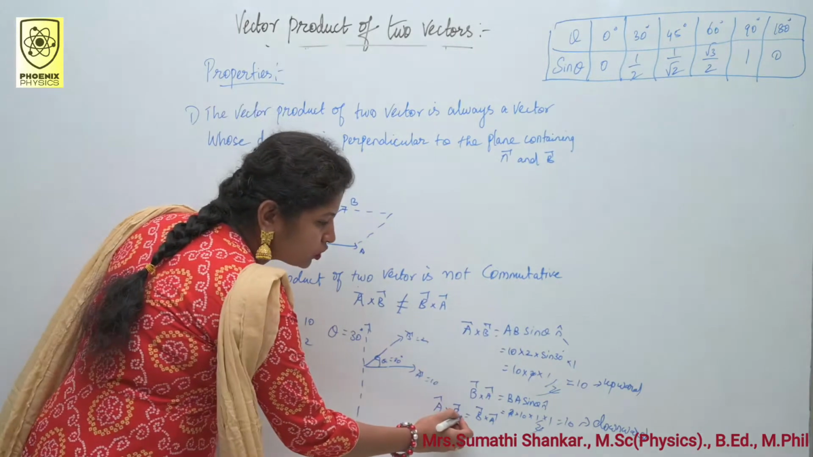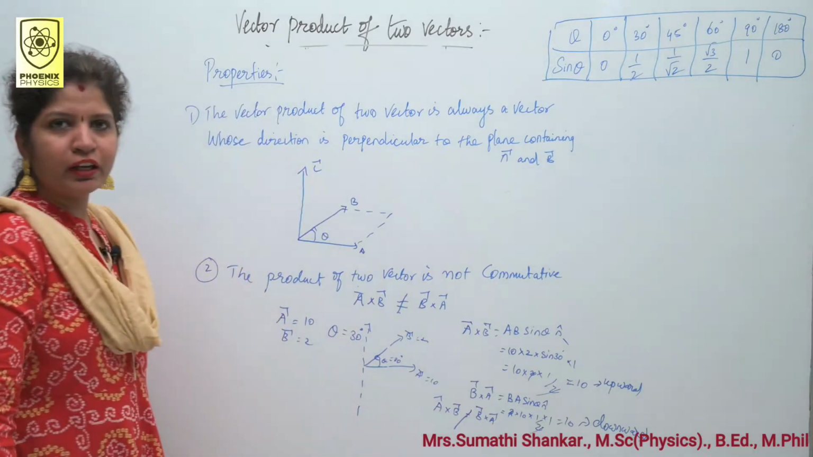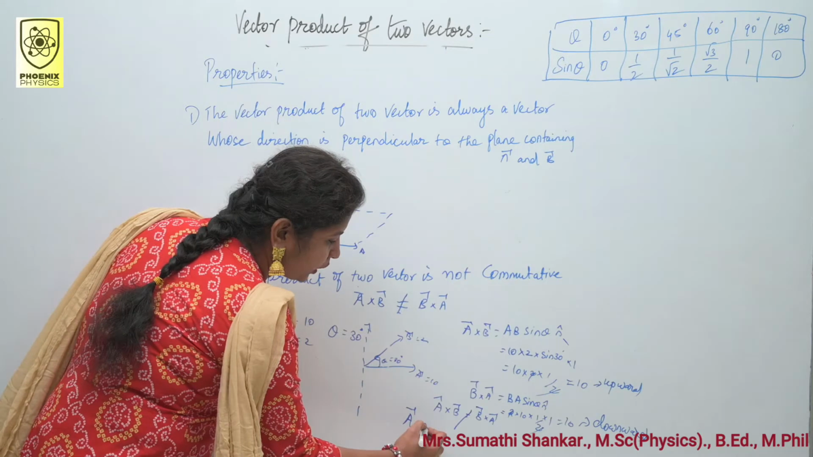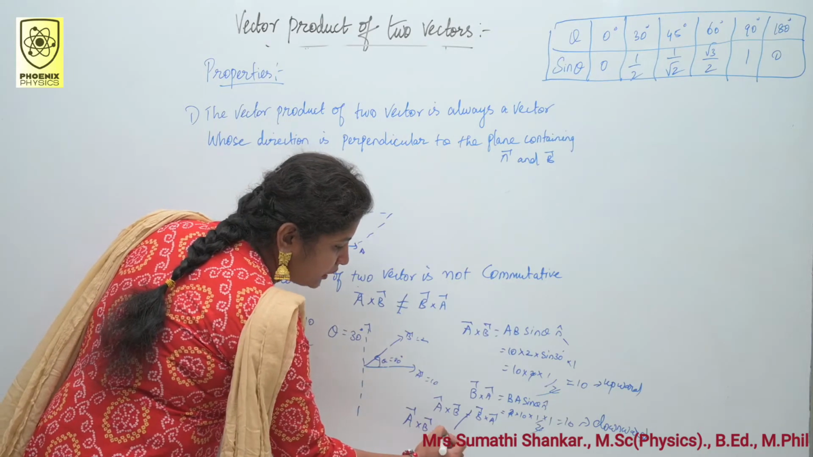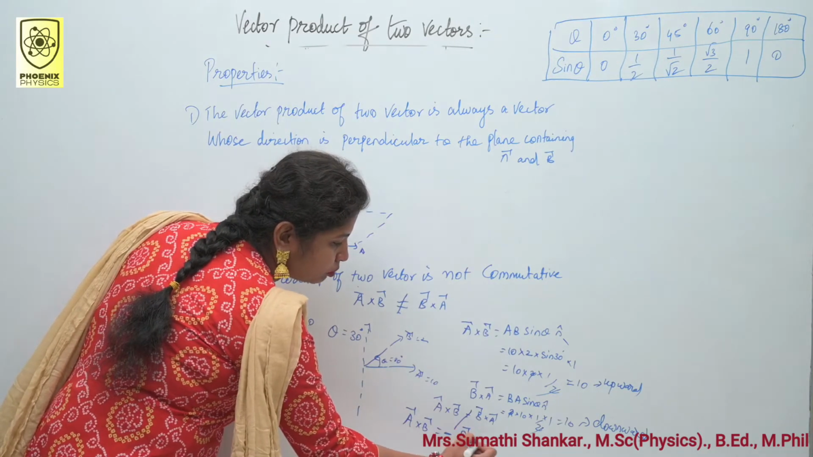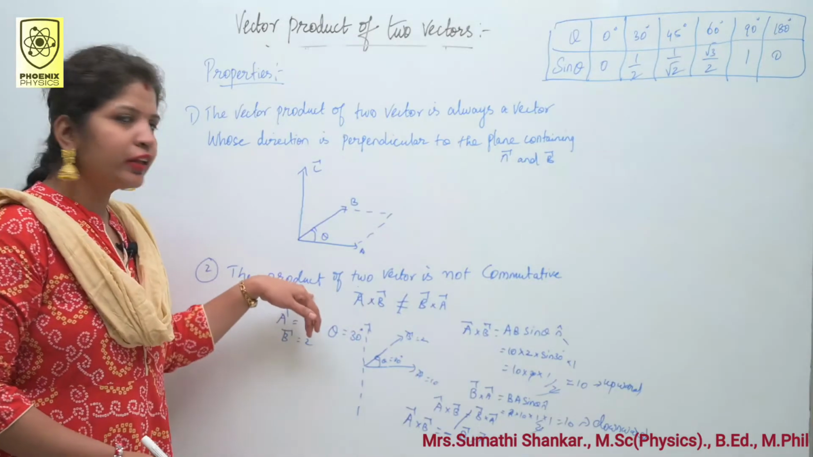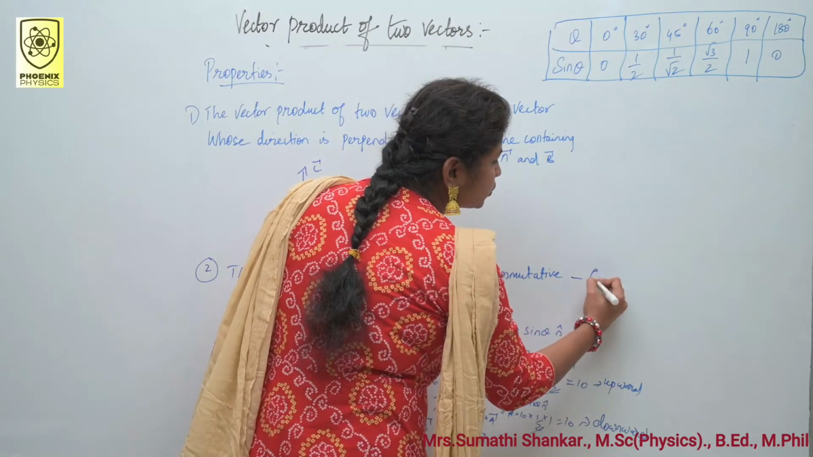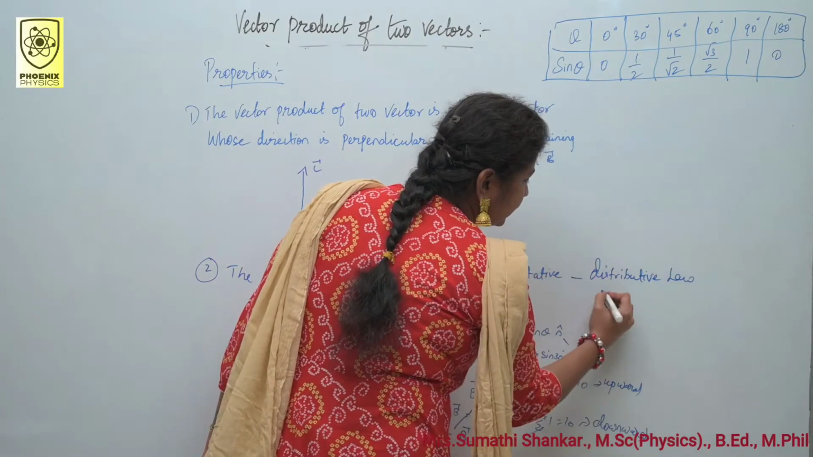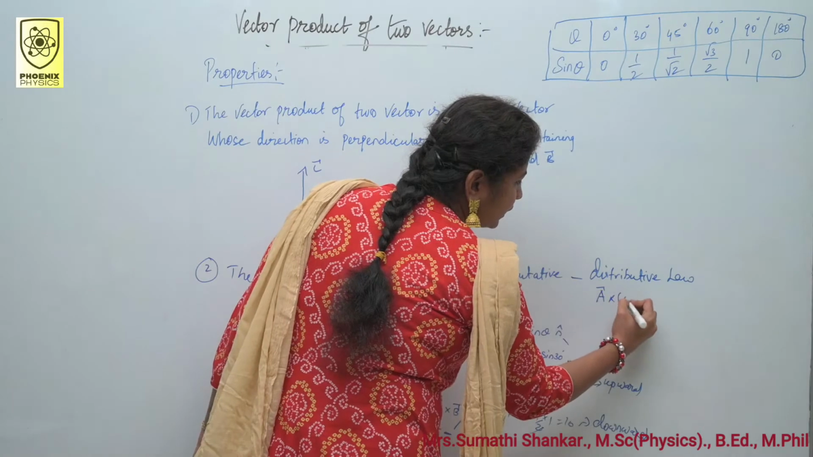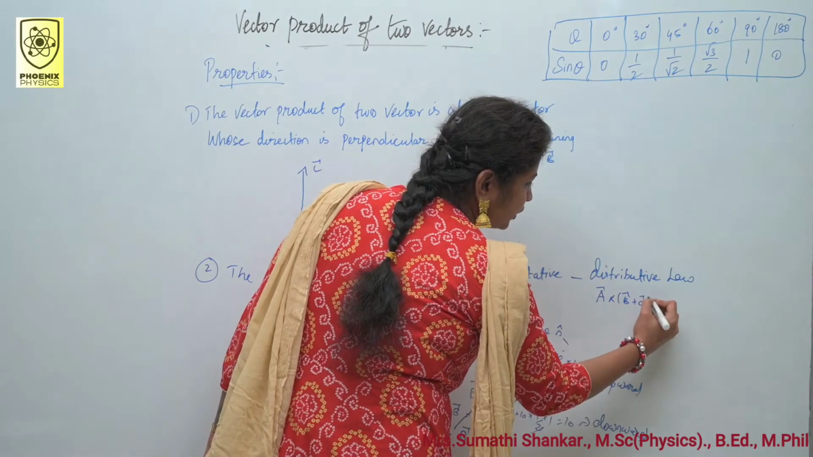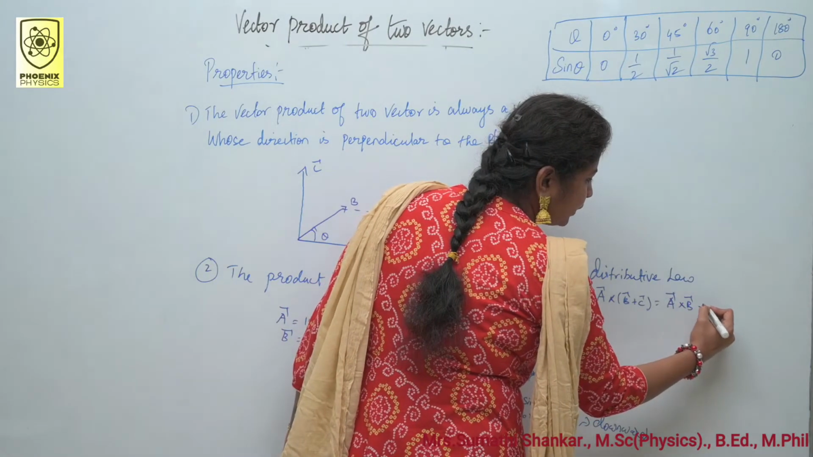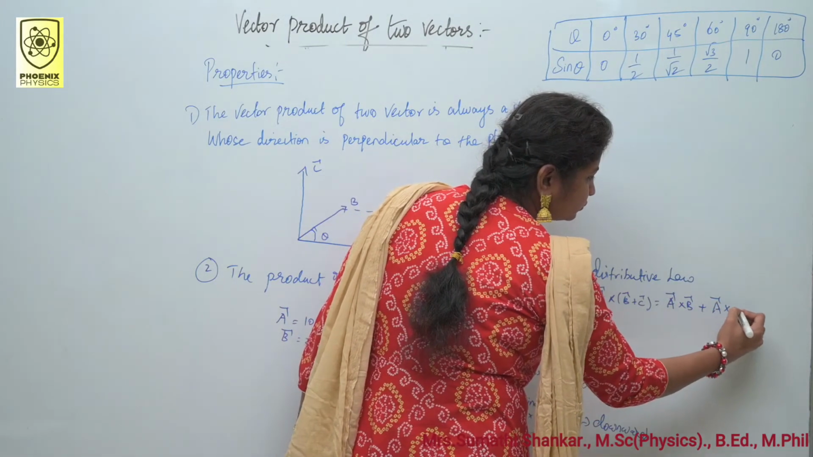So A cross B is not equal to B cross A, or we can write A cross B is equal to minus B cross A. In addition to the second property, one more property is also, it obeys distributive law. What is that? A cross B vector plus C means you can write A cross B plus A cross C.